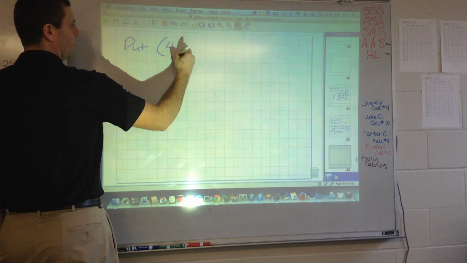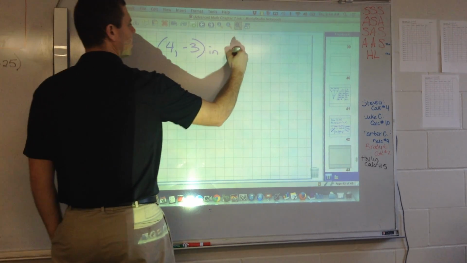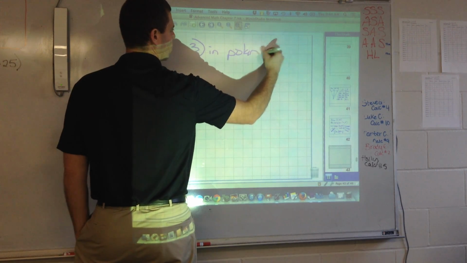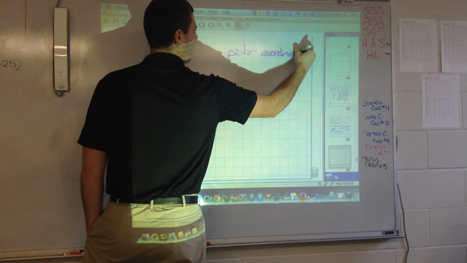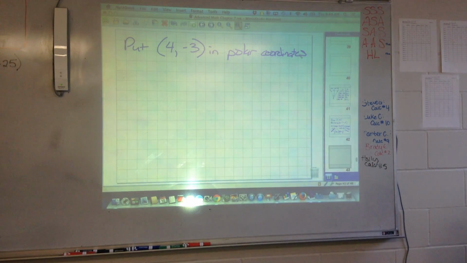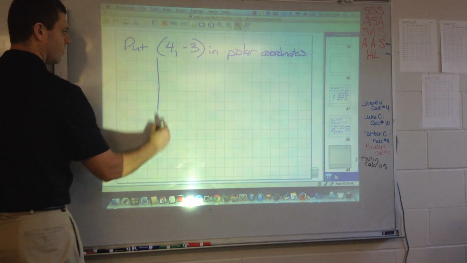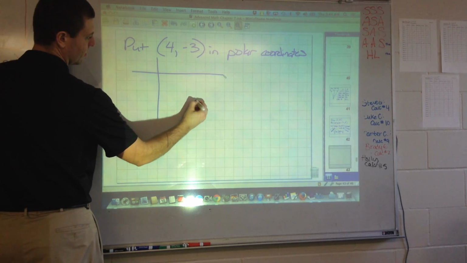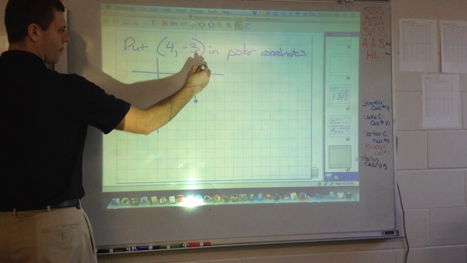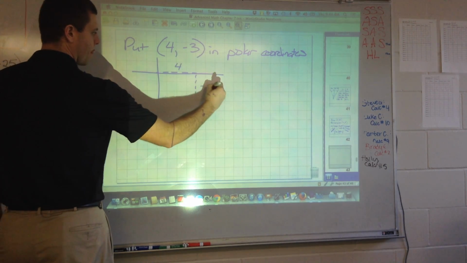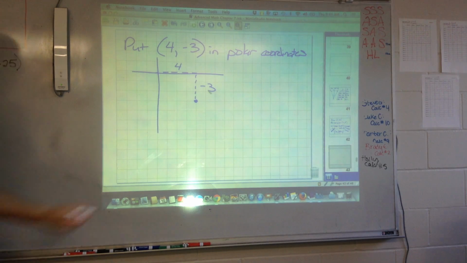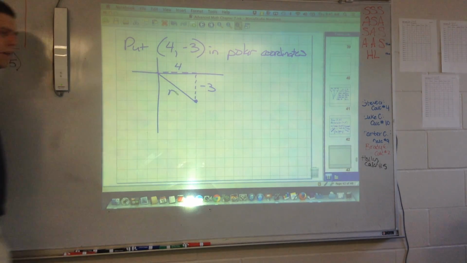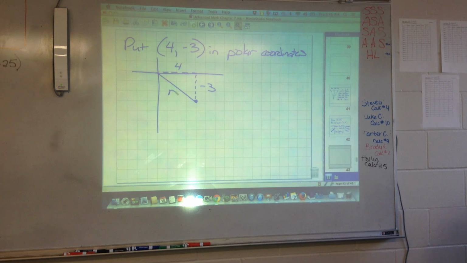Put 4, negative 3 in polar coordinates. Okay? So what do you do here? Draw a picture. Yeah, why not? Right? Draw a picture. Find the hypotenuse, because that is your r value, correct? So it'd be 5. Yep, r would be 5.